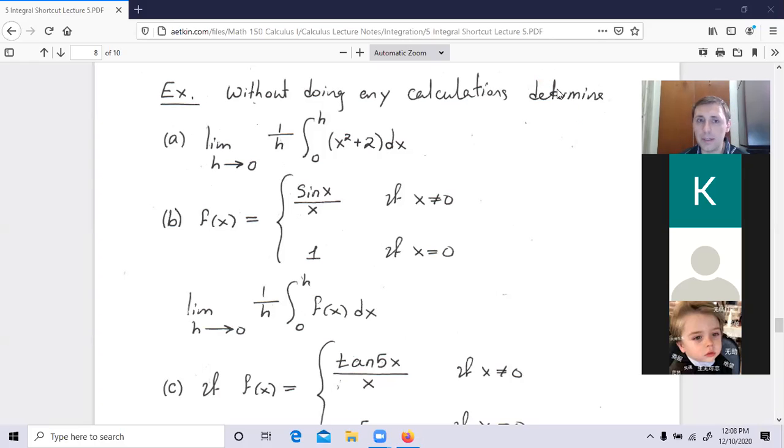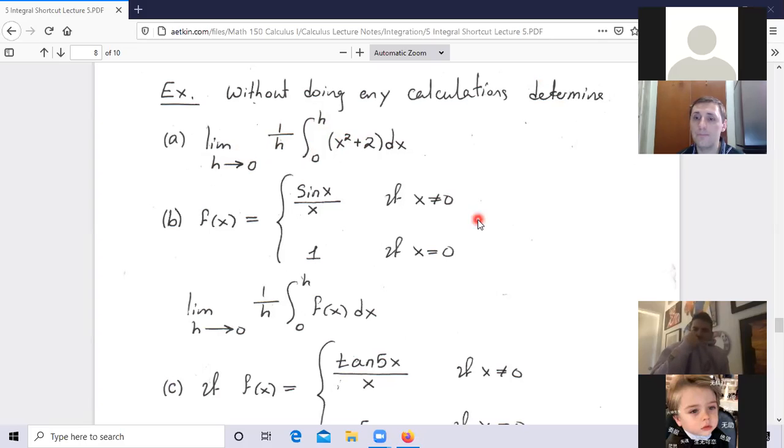Think about what's happening here. First, without the limit, if h goes to 0, just forget the limit. I have 1 over h integral from 0 to h of x squared plus 2. What am I doing here? And don't give me integral. You give me some very simple explanation. What is happening here? It should begin with the words I am surveying, or something like that. So what am I doing?